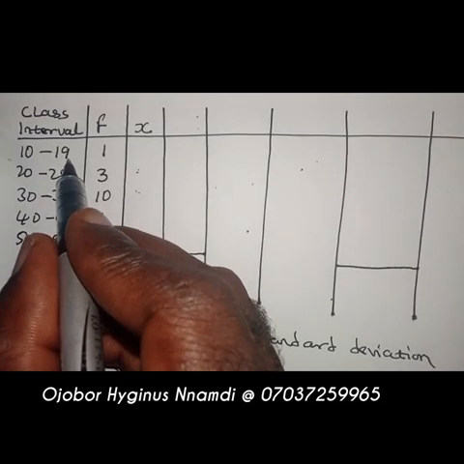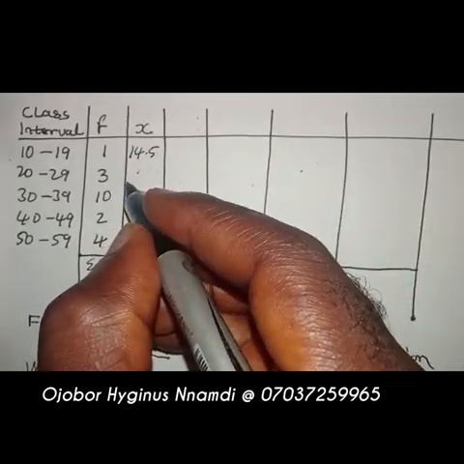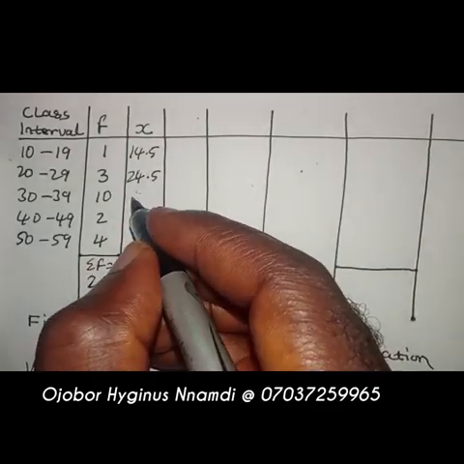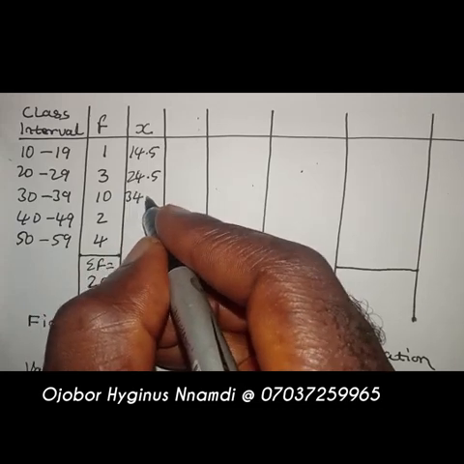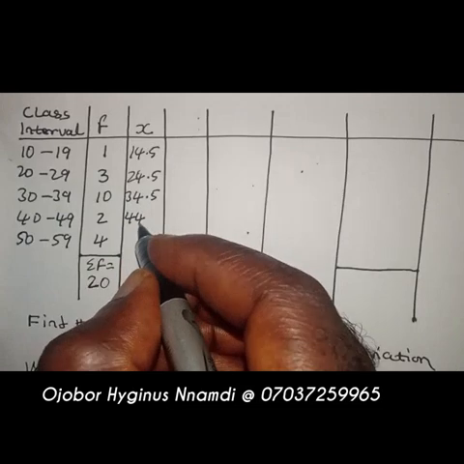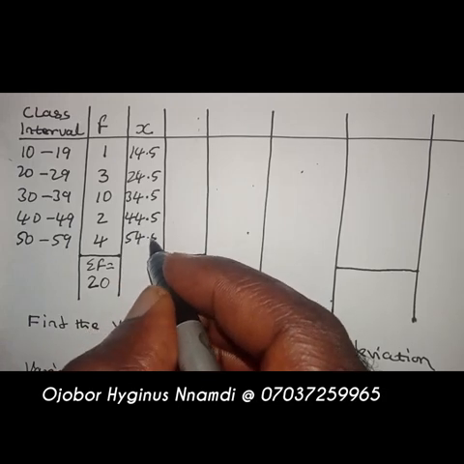So 10 plus 19 divided by 2 will give us 14.5. 20 plus 29 divided by 2 will give us 24.5. 30 plus 39 divided by 2, 34.5. 40 plus 49 divided by 2, 44.5. 50 plus 59 divided by 2, 54.5.